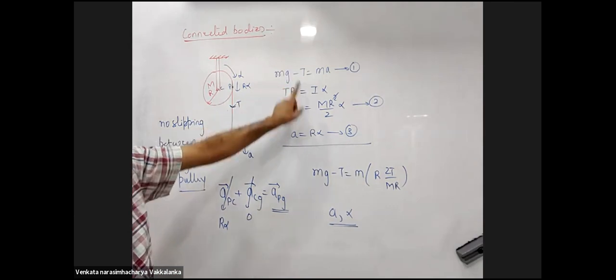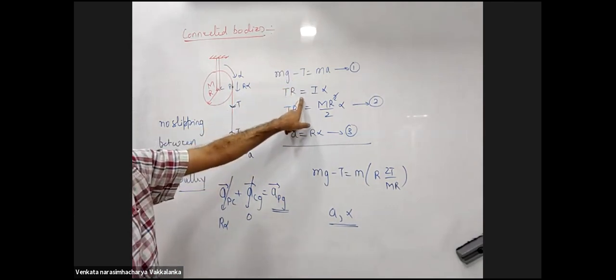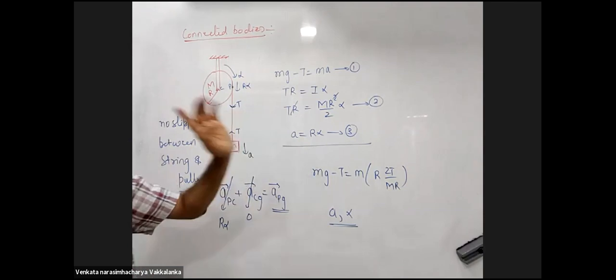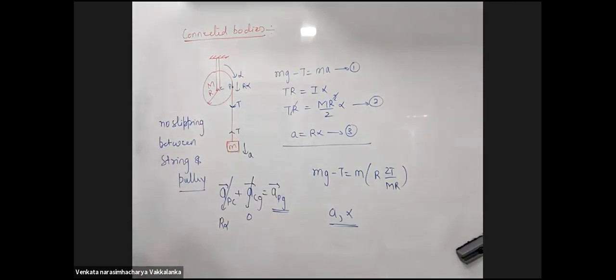Translational dynamic equation, rotational dynamic equation, and constraint relations. Take it down. So we have to find T, A, and alpha, right? All three variables. They can ask for any one of them. You have three equations, so there will be three variables.